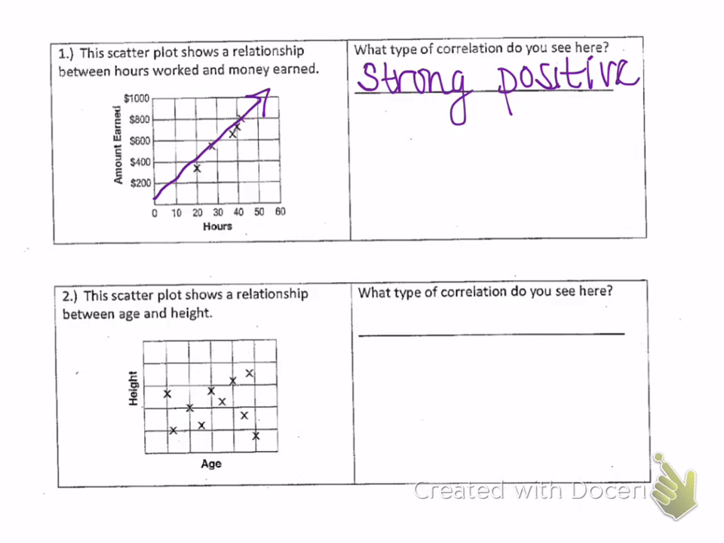For number 2, we're looking at the relationship between age and height. This would probably have a line that goes something like that, but see how the points are all spread out and they're not really going in one direction. You could kind of argue that a line could also be down here. So for this one, we would say there is no correlation.